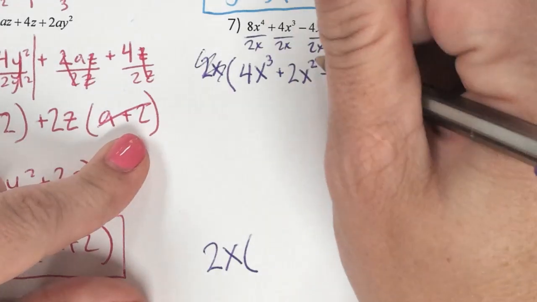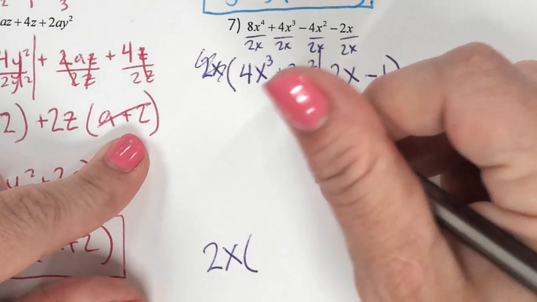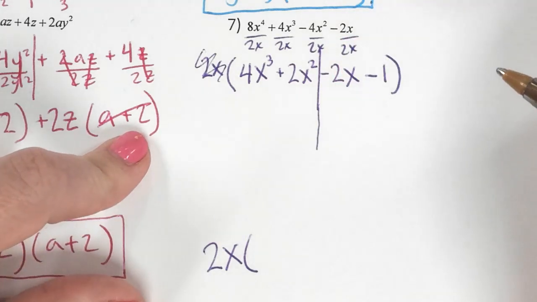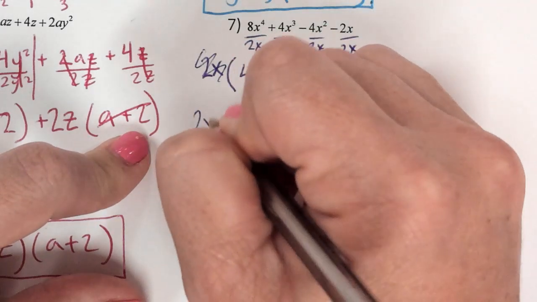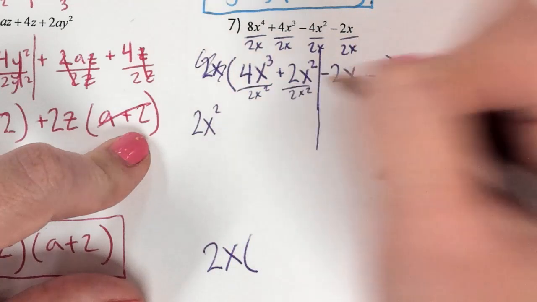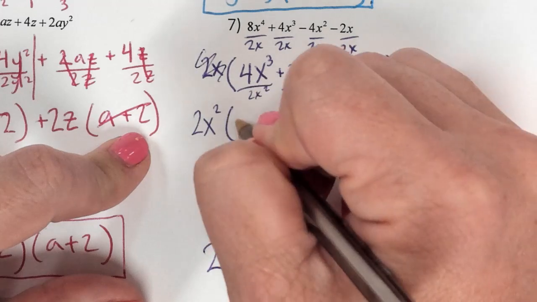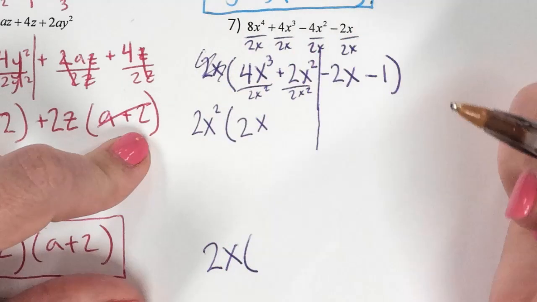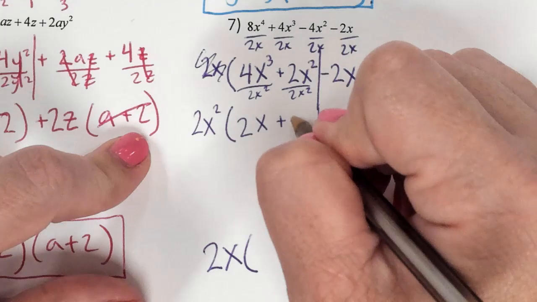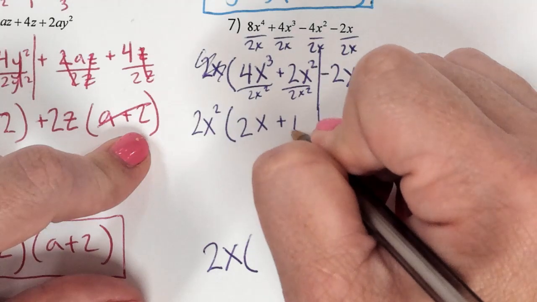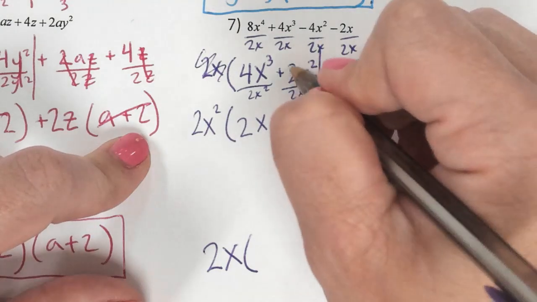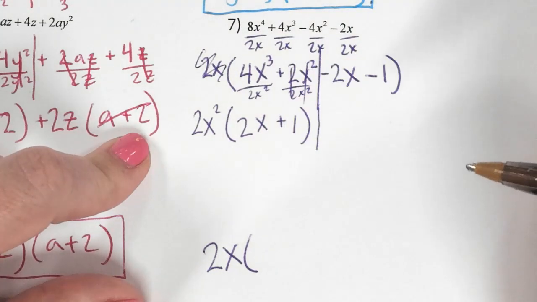Okay, so I'm going to cut it in half. What's the GCF of the left? 2x. 2x squared. So that leaves me with 2x plus what? 1. Because this matches completely. What about this side?